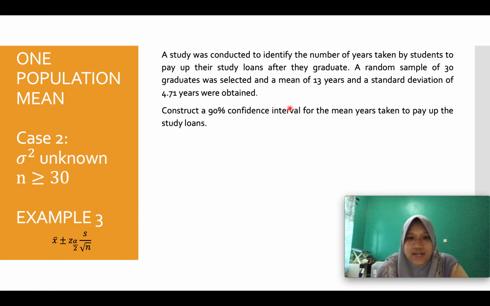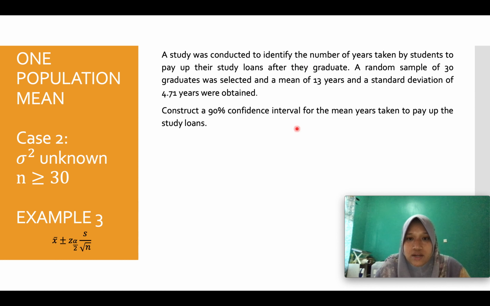Okay, so why is this statement considered as case number 2? Okay, because first kita tengok, first information that we have is a random sample of 30. Okay, 30 we consider as large lah. Okay, if it starts from 29, 28, less than 30, we consider as small sample size.